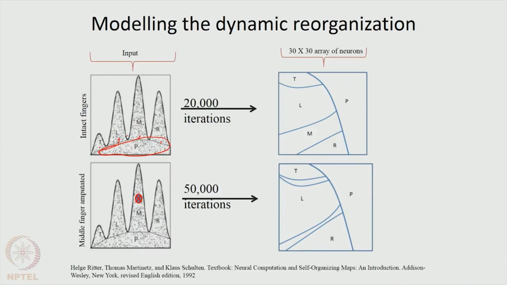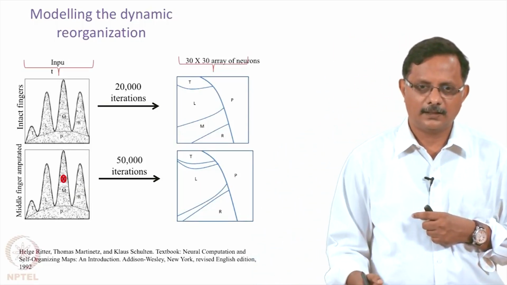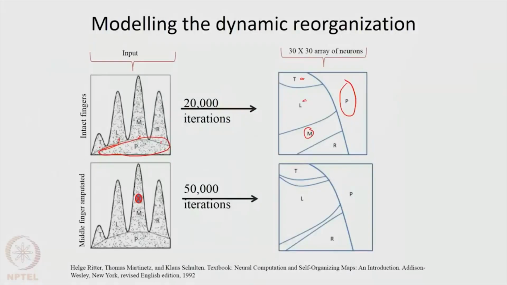They trained the map on this distribution of points, and they found that certain parts of the map respond to certain parts of the hand. So this big region corresponds to the palm, this corresponds to the thumb, this corresponds to the ring finger, and this is the middle finger, and so on. Once the map is trained for the normal hand, they amputated the map, which means they removed all these points from the training data set and then trained the map further.